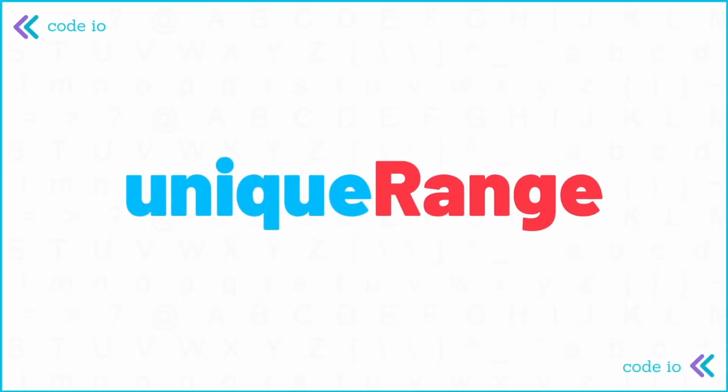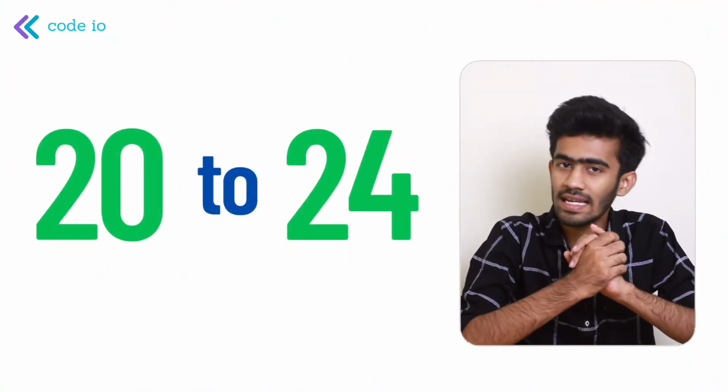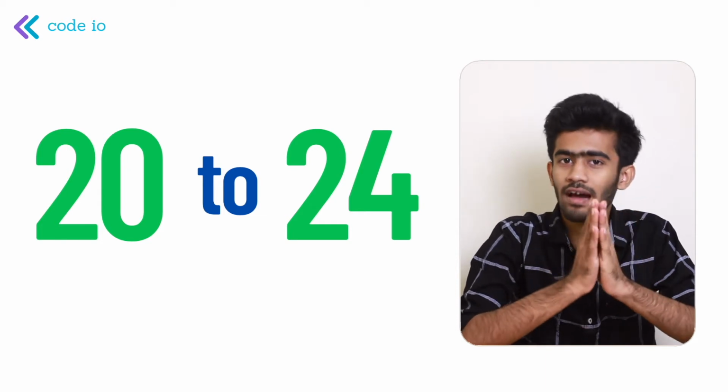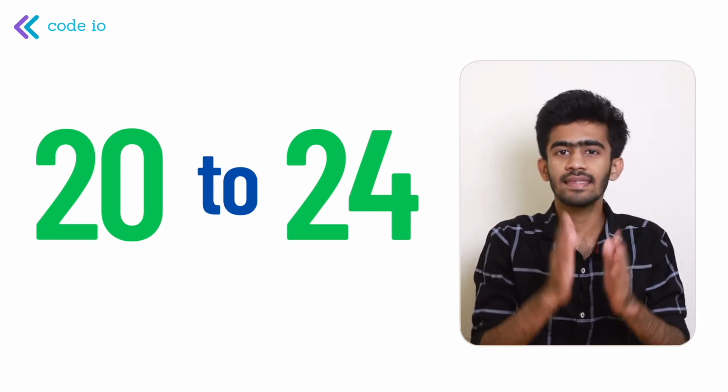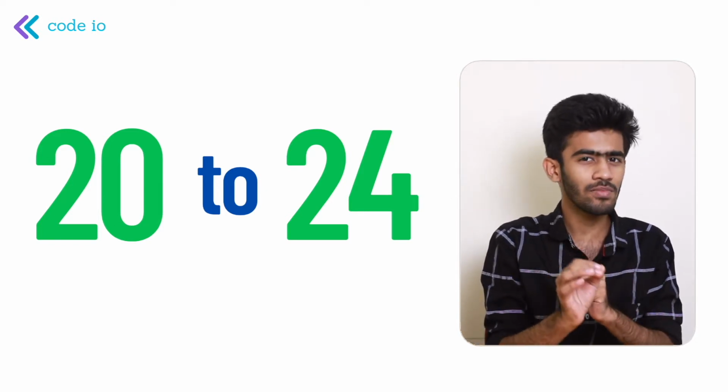So the name of the question is Unique Range. In this question, we are given two integers as input. In this case, we have 20 and 24. So what do we have to do? We have to find the unique numbers in this given range. So what do I mean by that?